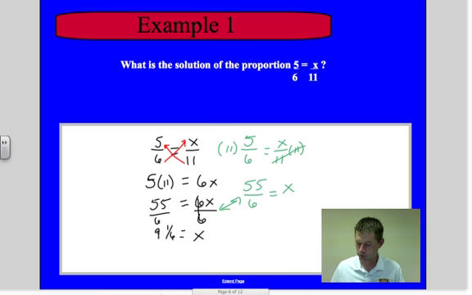The reason why I showed you the other way is because a lot of problems you're going to have to cross multiply. So cross multiplying is the way you want to go, but sometimes if you pick up on the shortcuts, it just makes it simpler for you to work through.